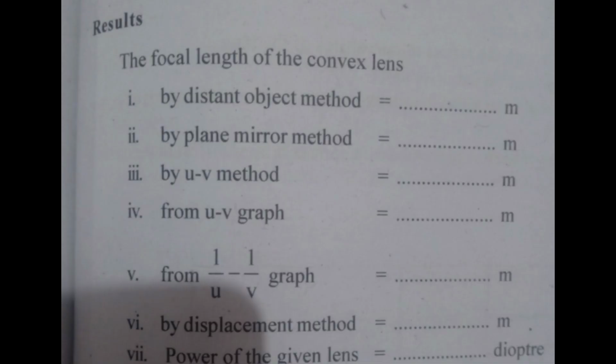This experiment is actually very easy and important. So I think it is clear to you, and now we have to write down the results. Whenever we are writing the results, we have to write down the focal length of the convex lens by the distant object method, then by using the uv method, and from the uv graph, then the 1 by u, 1 by v graph, with units we have to mention.